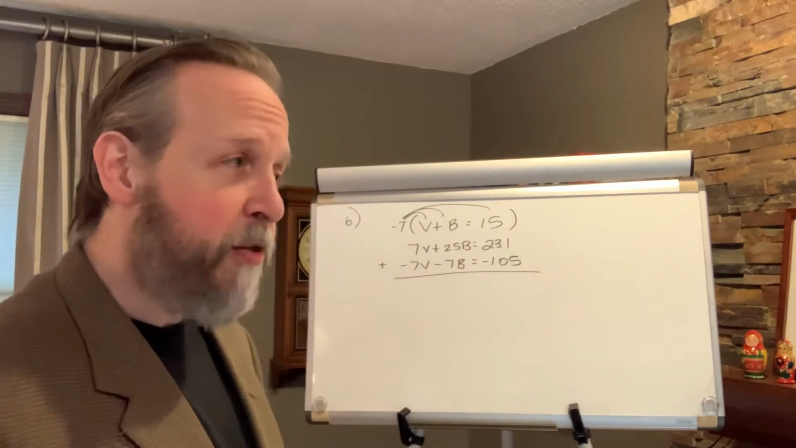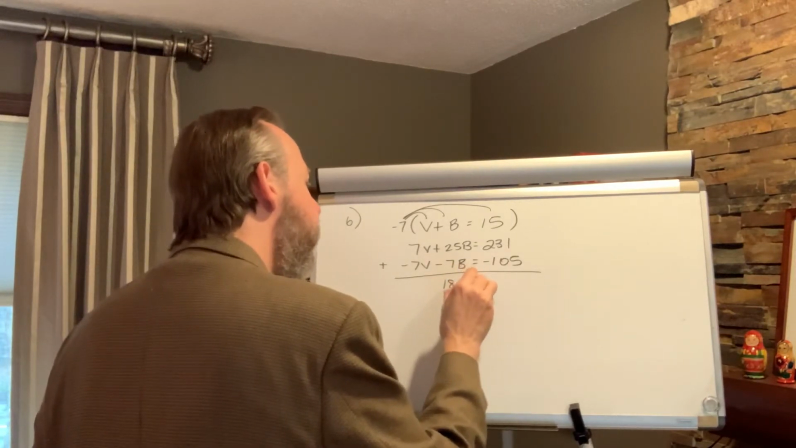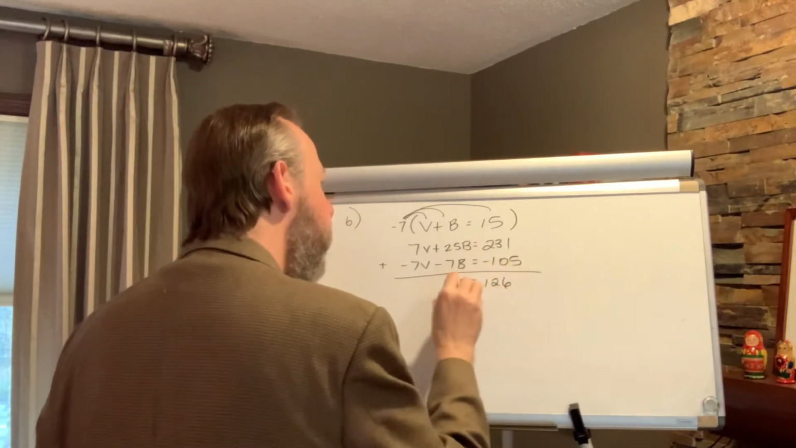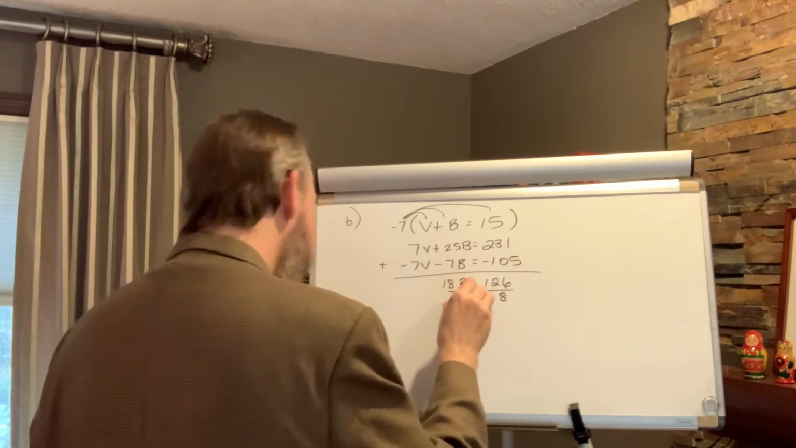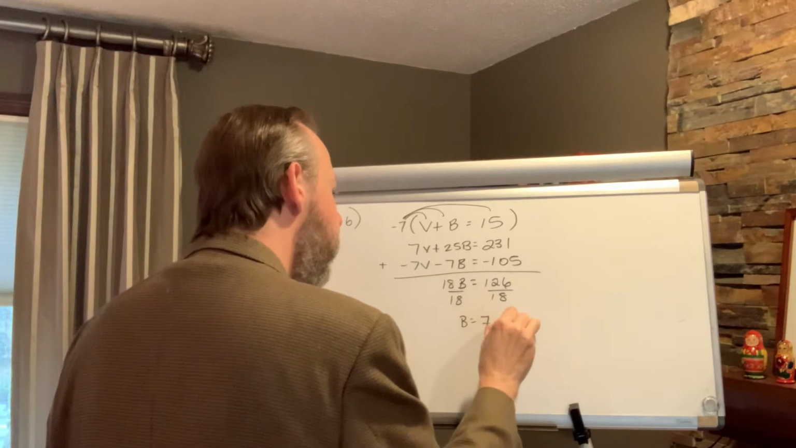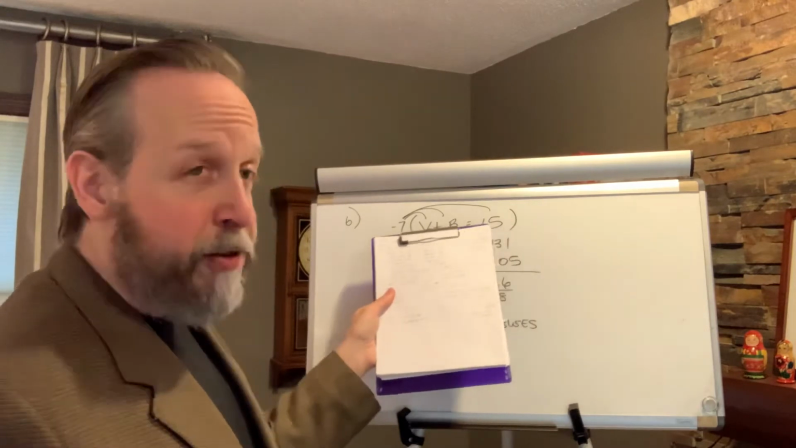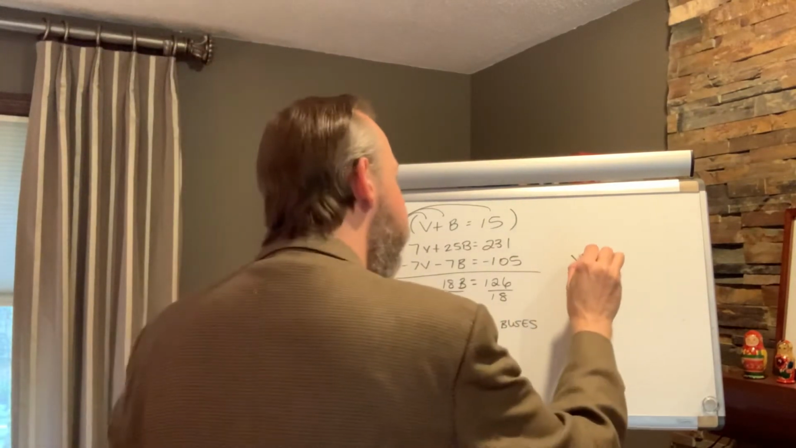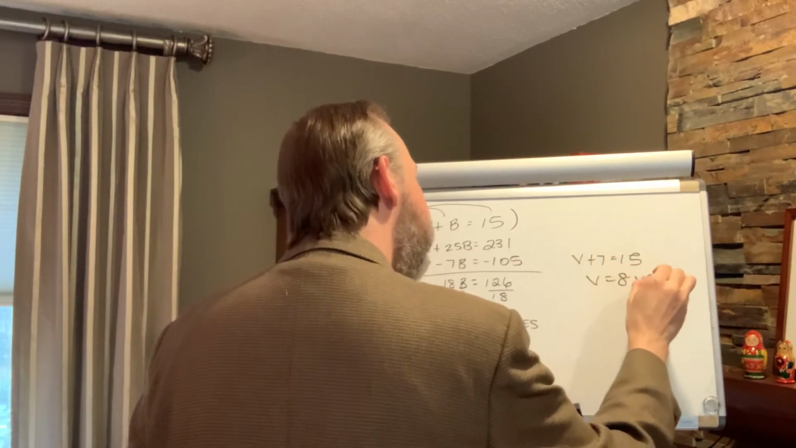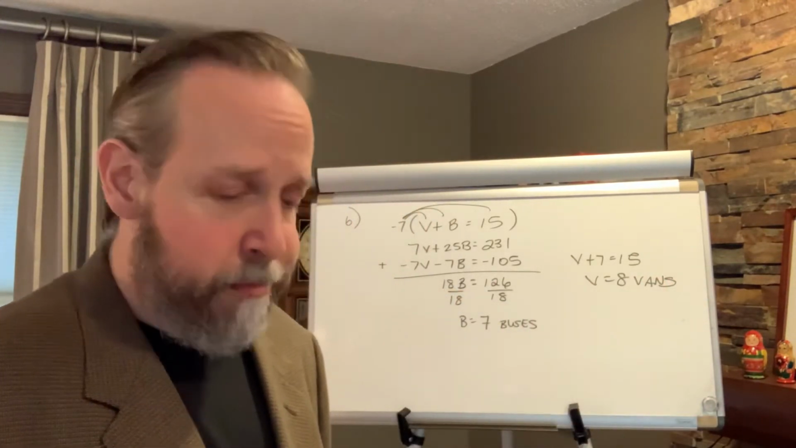The vans cancel, as was the plan. The buses, 25 minus 7 is 18 buses. 231 plus negative 105 is 126. We divide by 18, and we find out that we need 7 buses. Okay. Obviously, again, if vans plus buses equals 15 vehicles, that means vans plus 7 has to equal 15 vehicles. That gives me 8 vans. And number 6 is also now finished.